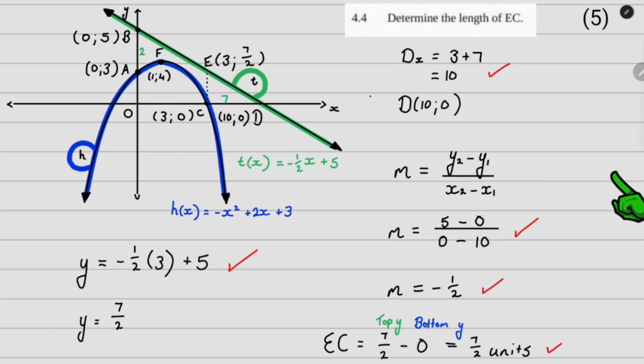Okay, to close up this behemoth of a question, let's have a look where the marks are going. Showing how you got the x value of D gets you your first mark. Substitution into the gradient formula gets you your second mark. The value of the actual gradient gets you the third mark. The fourth mark comes from substituting 3 into your equation, and the last mark comes from the final answer, 7/2 units.